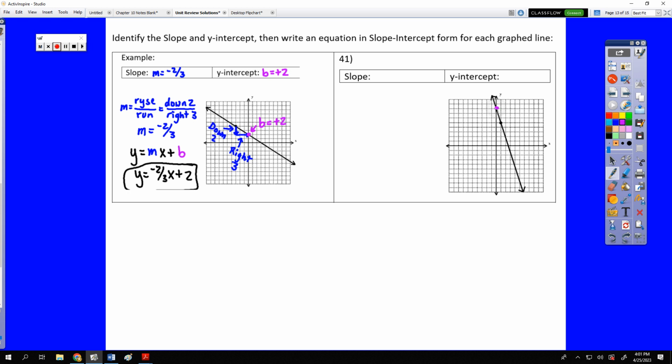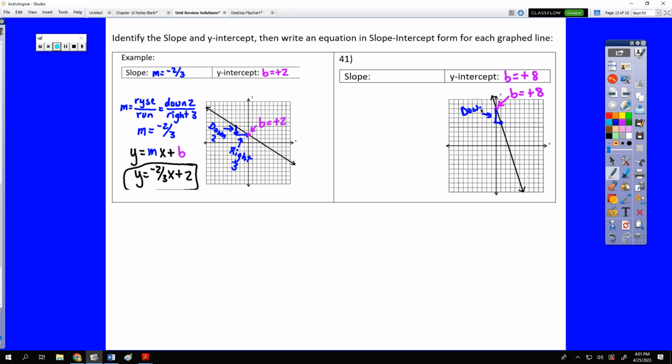The y-intercept is the value where we cross the y-axis. On number 41, that is happening at positive 8. 8 units above the origin is where that line crosses the y-axis. So our b value is positive 8. As for slope, we do the same thing we did in the earlier video. We're given 2 points. We figure out the rise and the run.